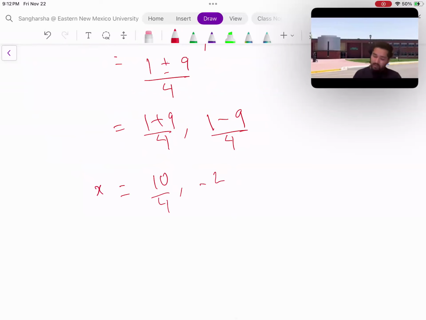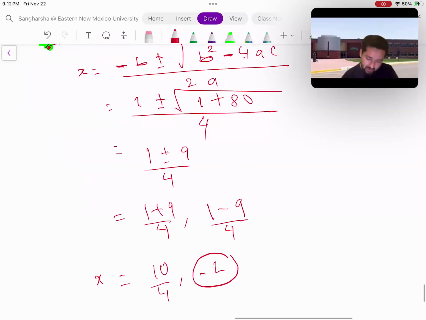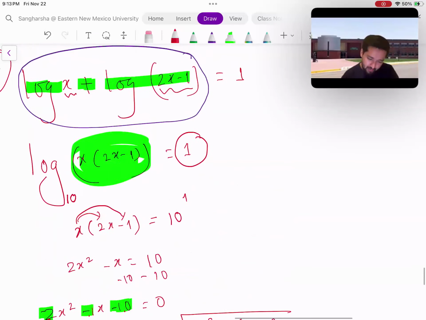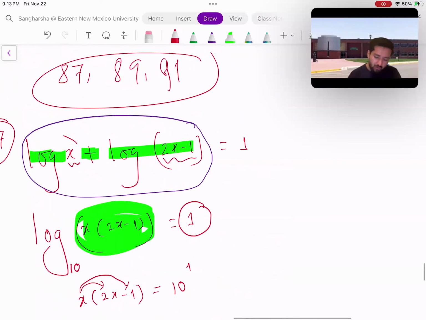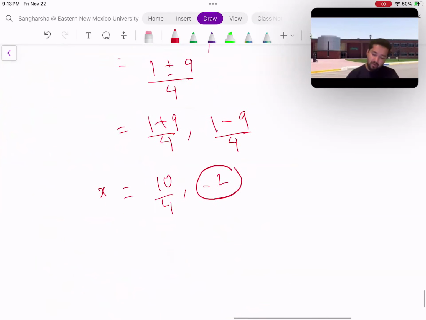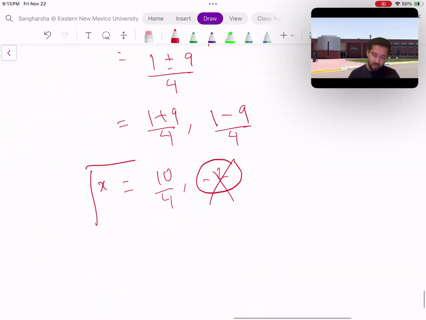Now, can we have a negative answer here in our equation? Let's check. So we have log of a negative number. Is the log of a negative number defined? What is the log of a negative number? The domain has to always be positive if we have a log function. We can't have a negative number, okay? So this is not the solution. So our solution is this one.